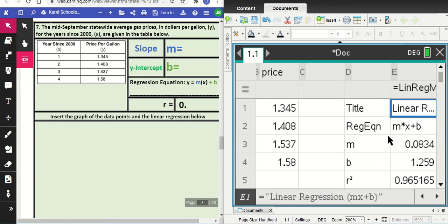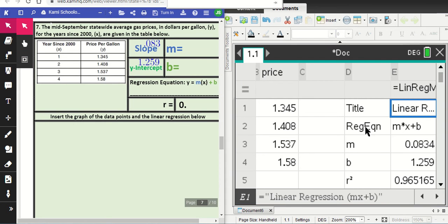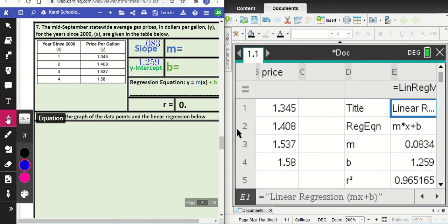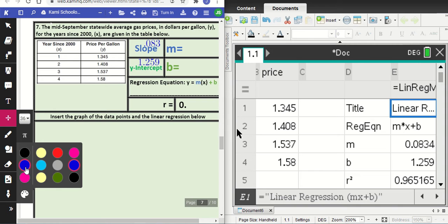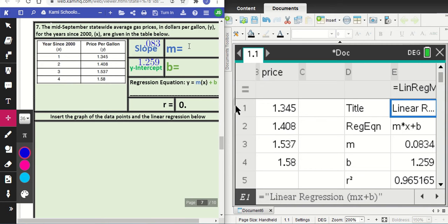Now, we're going to take this data and put it right into our document. So the first thing, I'm going to steal this value for the slope and this value for our y-intercept. So remember, we're rounding everything in this entire document to the nearest hundredth, 2 decimal places.